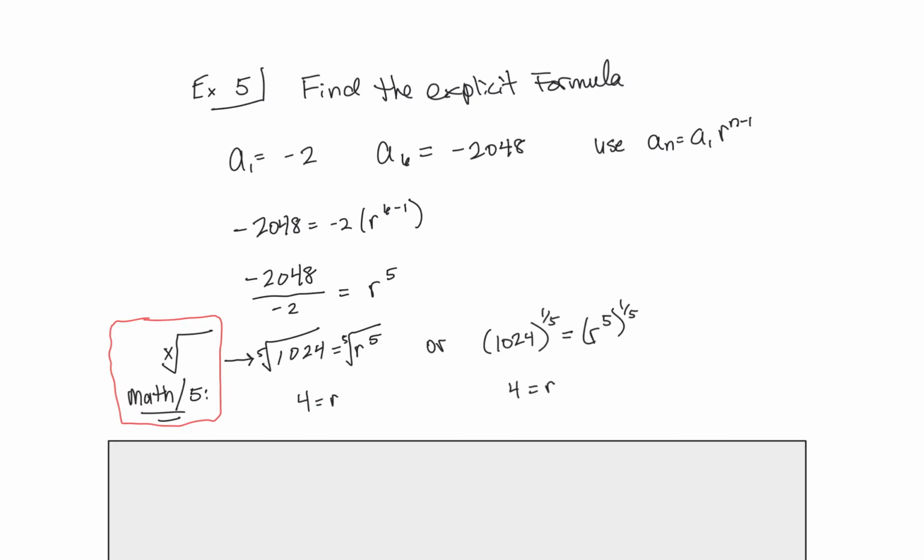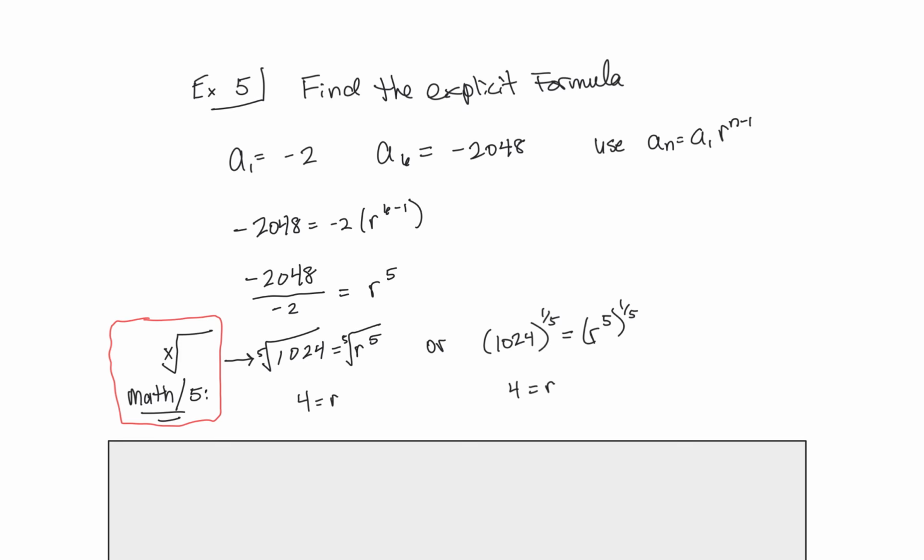Side note here, a root is the same as a fractional exponent, so you could also do 1024 raised to the 1/5, making sure that's all in an exponent, and it would be the same thing, because 5 times 1/5 is just 1, so you get r to the 1st power. So this is a kind of faster way to do it. If you want to use those exponents, you are welcome to. A 3rd root would be 1/3, but you're also able to do it this way as well.